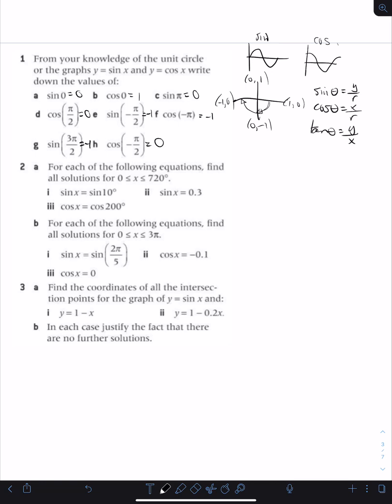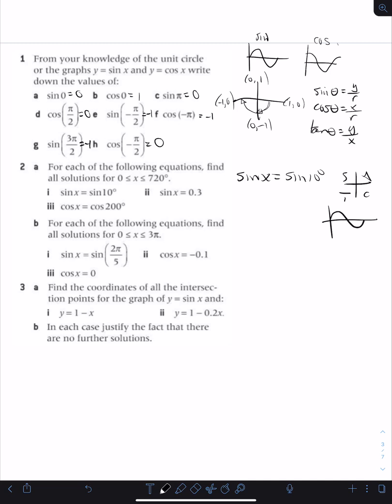For each of the following, find the solutions for everything from 0 to 720 degrees. Sine x equals sine of 10 degrees. This is kind of interesting. I'm not going to do all of these because they are a little bit repetitive, I think, but just as an example. What you do have to remember is, again, this, like this, or you can visualize like this.